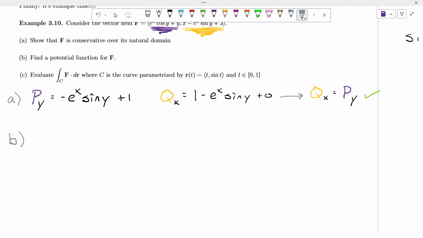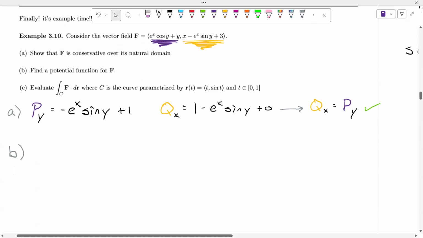So I need to find a potential function that shows that these two things are going to be the result of a gradient of some kind. And for right now, let me just summon a function out of somewhere, because I want to go into a little bit more detail about where they might be coming from in a moment. Let's just try it this way and we'll work our way up to it.